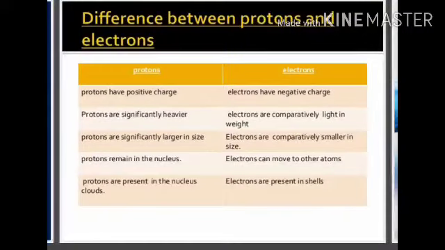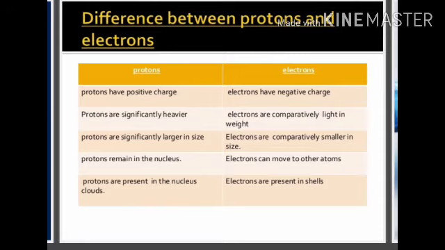Now we will discuss the difference between protons and electrons, as these are equal in number in an element. Protons are positively charged while electrons are negatively charged. Protons are significantly heavier, but electrons are comparatively lighter in weight, due to which electrons are not taken for the atomic number of an element. Protons are significantly larger in size, while the electrons are comparatively smaller.